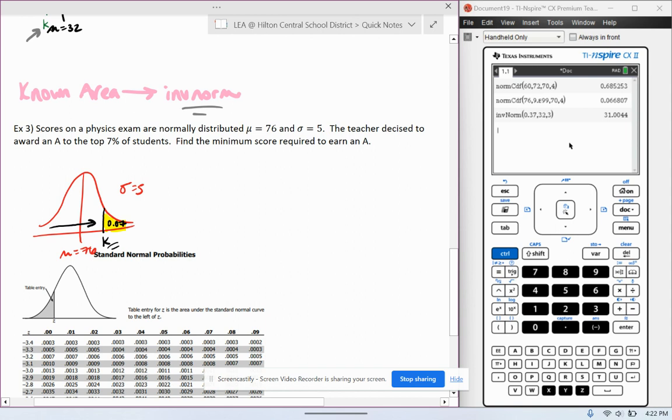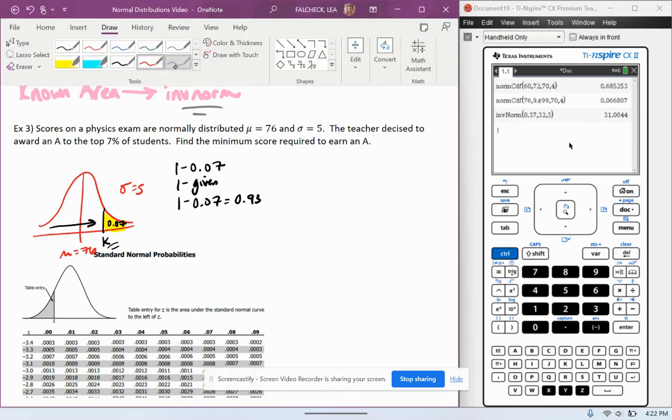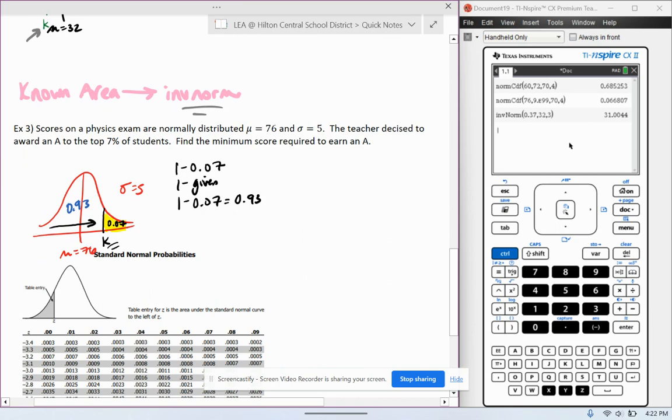So this is exactly what I was talking about before, where they didn't give me the probability on this side. I need to find the complement by subtracting the probability on the right. So 1 minus the given, and that will give me the probability on the left. So the probability on the left is 0.93. And now that I have that, I can use my calculator to calculate that K value that I'm looking for.